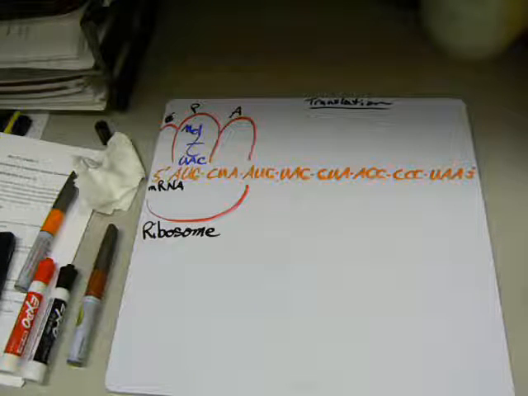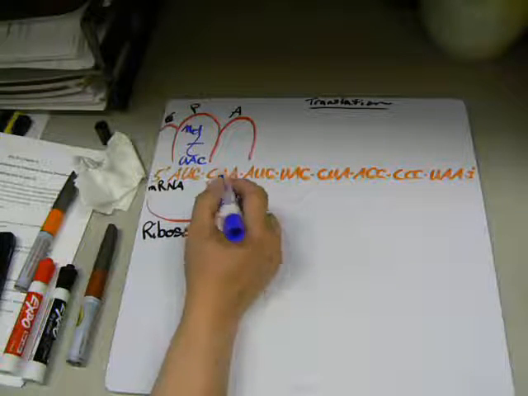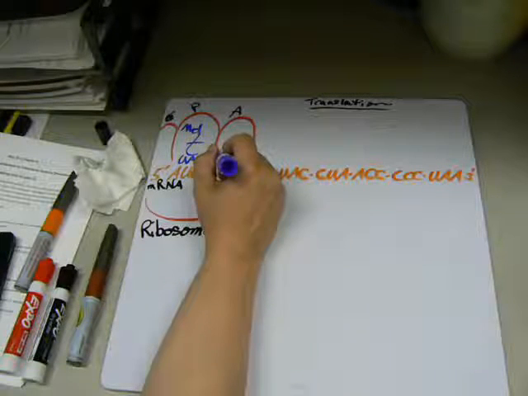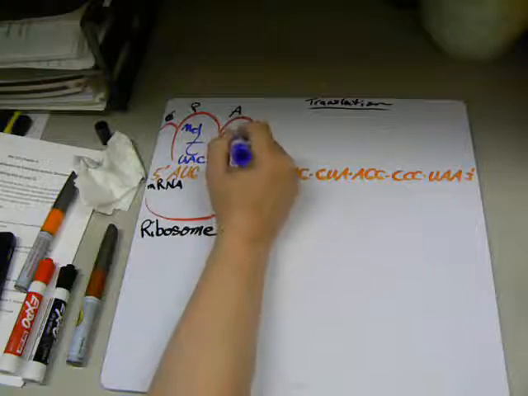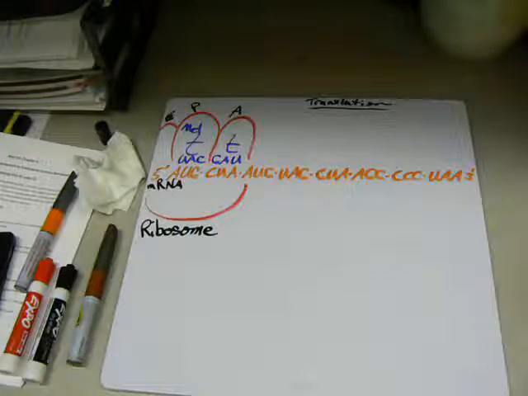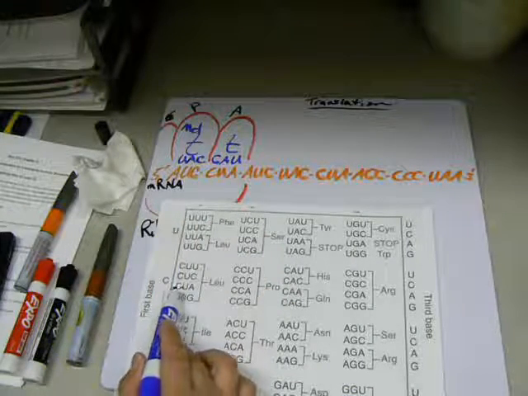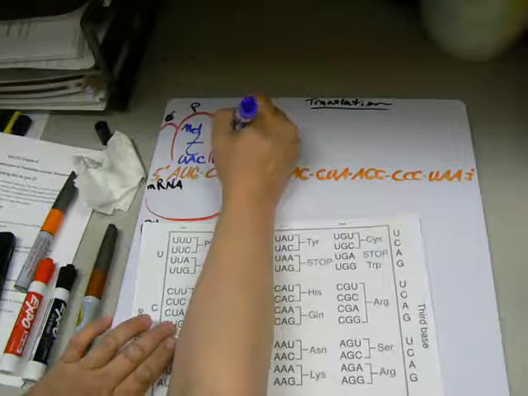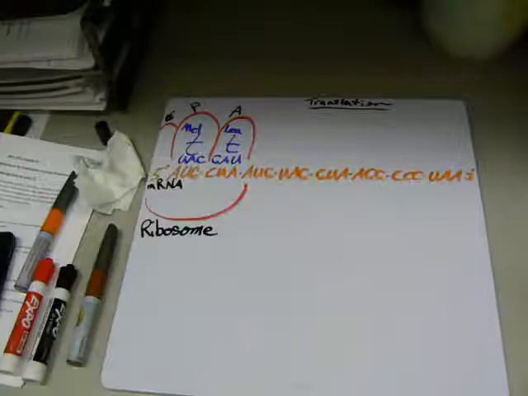I need to add another tRNA that's going to match this CUA. So what goes with CUA is going to be GAU. And pulling out my handy-dandy codon chart, I'm going to look for CUA. So here is CUA, and that's going to be leucine. By the way, do you need to know the names of the amino acids? No. But you do need to know how to use a codon chart.